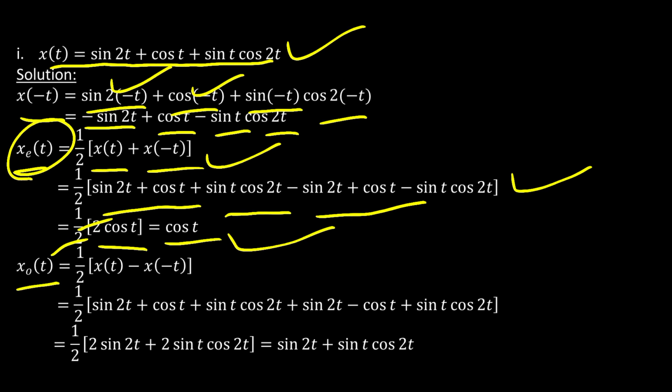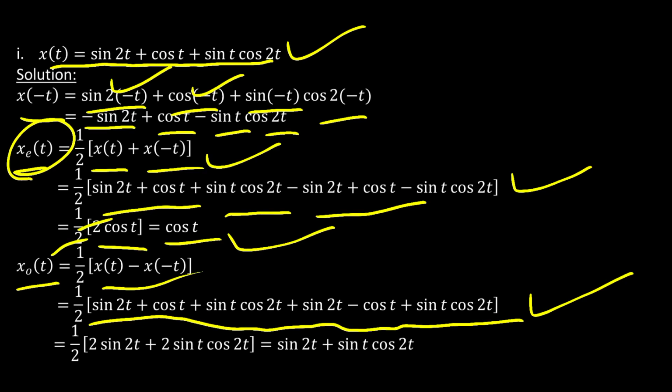Now coming to the odd part, that is x o of t is equal to 1 by 2 into [x of t minus x of minus t]. Here also same thing, substitute the x of t and x of minus t values in this equation, then we get 1 by 2 [sin 2t cos t plus sin t cos 2t plus sin 2t cos t minus sin t cos 2t]. Here after simplifying this expression, we get 1 by 2 [2 sin 2t cos t plus 2 sin t cos 2t], and finally after multiplying the 1 by 2 into the inner terms, we get sin 2t cos t plus sin t cos 2t. This is the odd part of the signal.